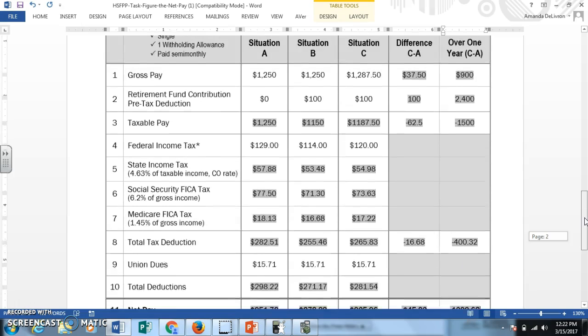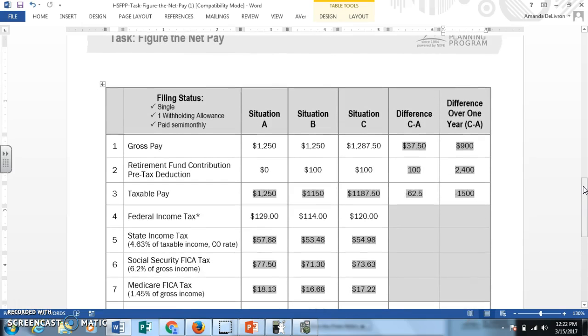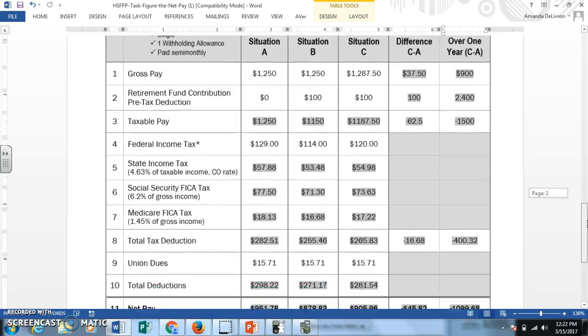So kind of tricky, but this is a really cool way to show you that taking out some of those pre-tax deductions, it really does make it so that you're paying less in taxes and that you have more money saved up later.